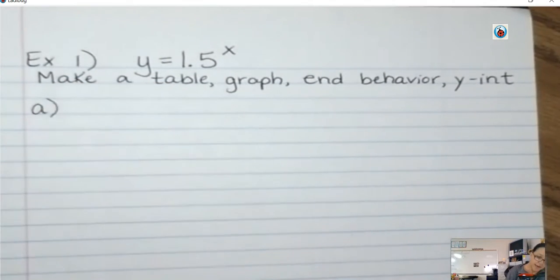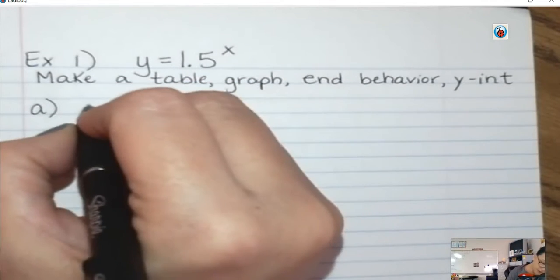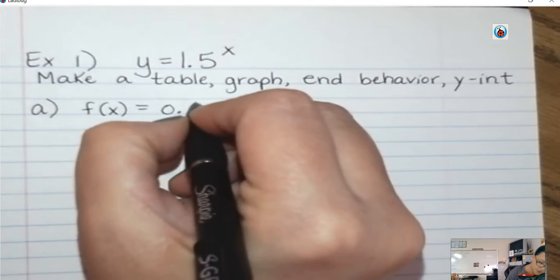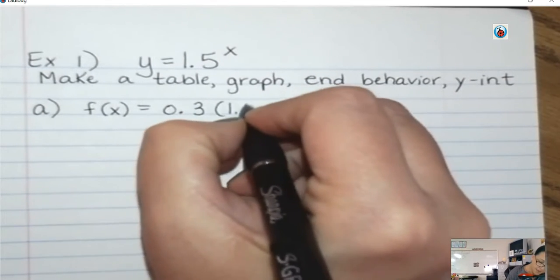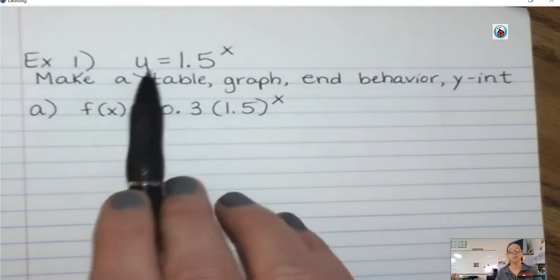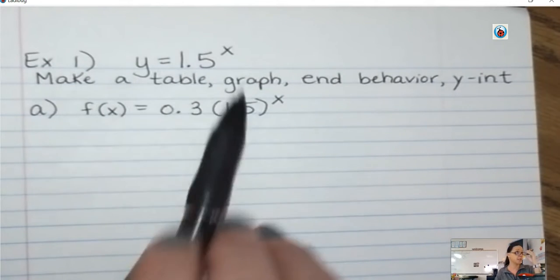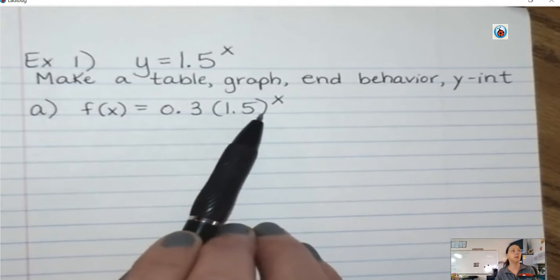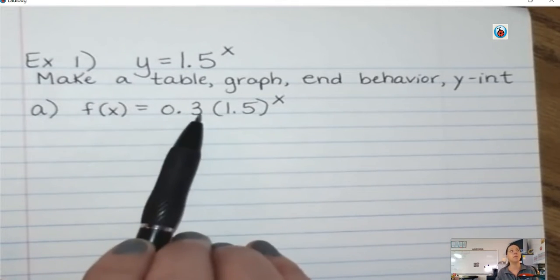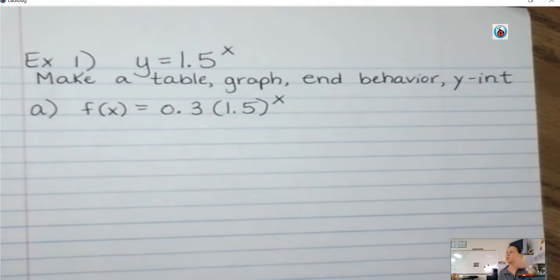Okay, for example 1A, the equation we're using is f of x equals 0.3 times 1.5 to the x power. So if I started at 1.5 to the x power and then I moved to 0.3 times 1.5 to the x power, that a value is less than 1, so it means the graph is going to be more squished. It's going to be closer to the x-axis.